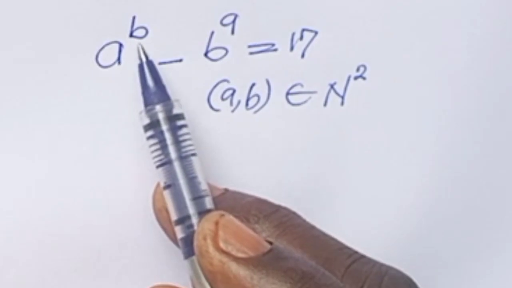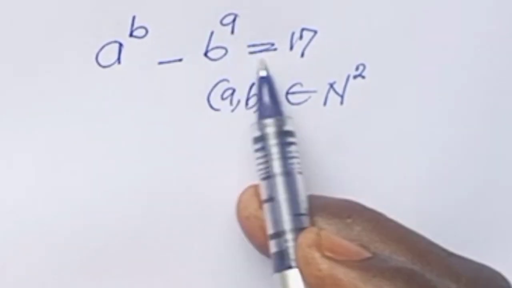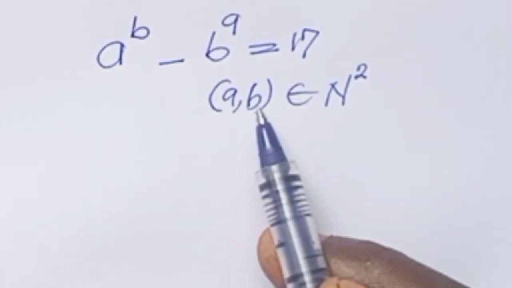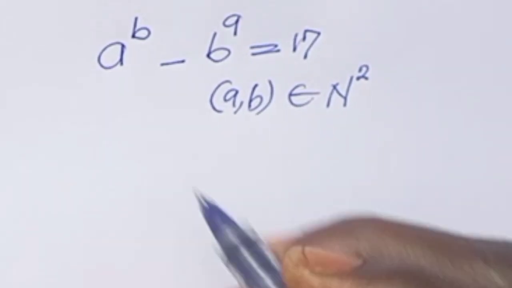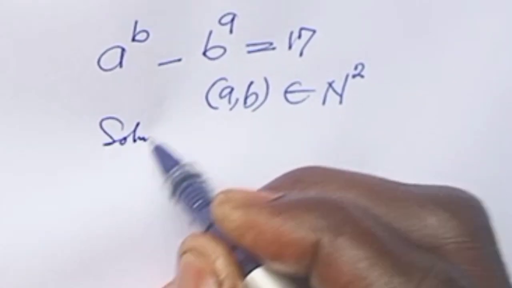So today we have a to the power of b minus b to the power of a equals 17. A and b are natural numbers. So we're going to solve together. Let's see the solution.